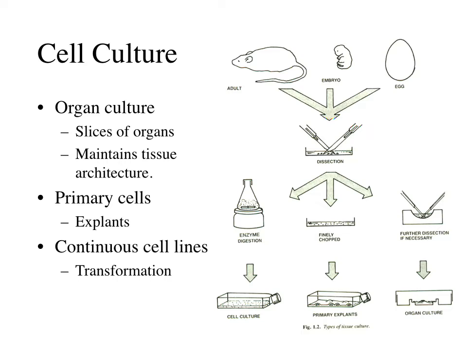The development of antibiotics was necessary before cell culture became routine in laboratories. Now it's what we normally will do when we're trying to grow viruses in the lab. There are three basic types of cell culture. First is organ culture. With organ culture, you're taking slices of organs that may function for several days or weeks. The advantage is that it maintains tissue architecture. Some respiratory viruses can only be grown in this way.